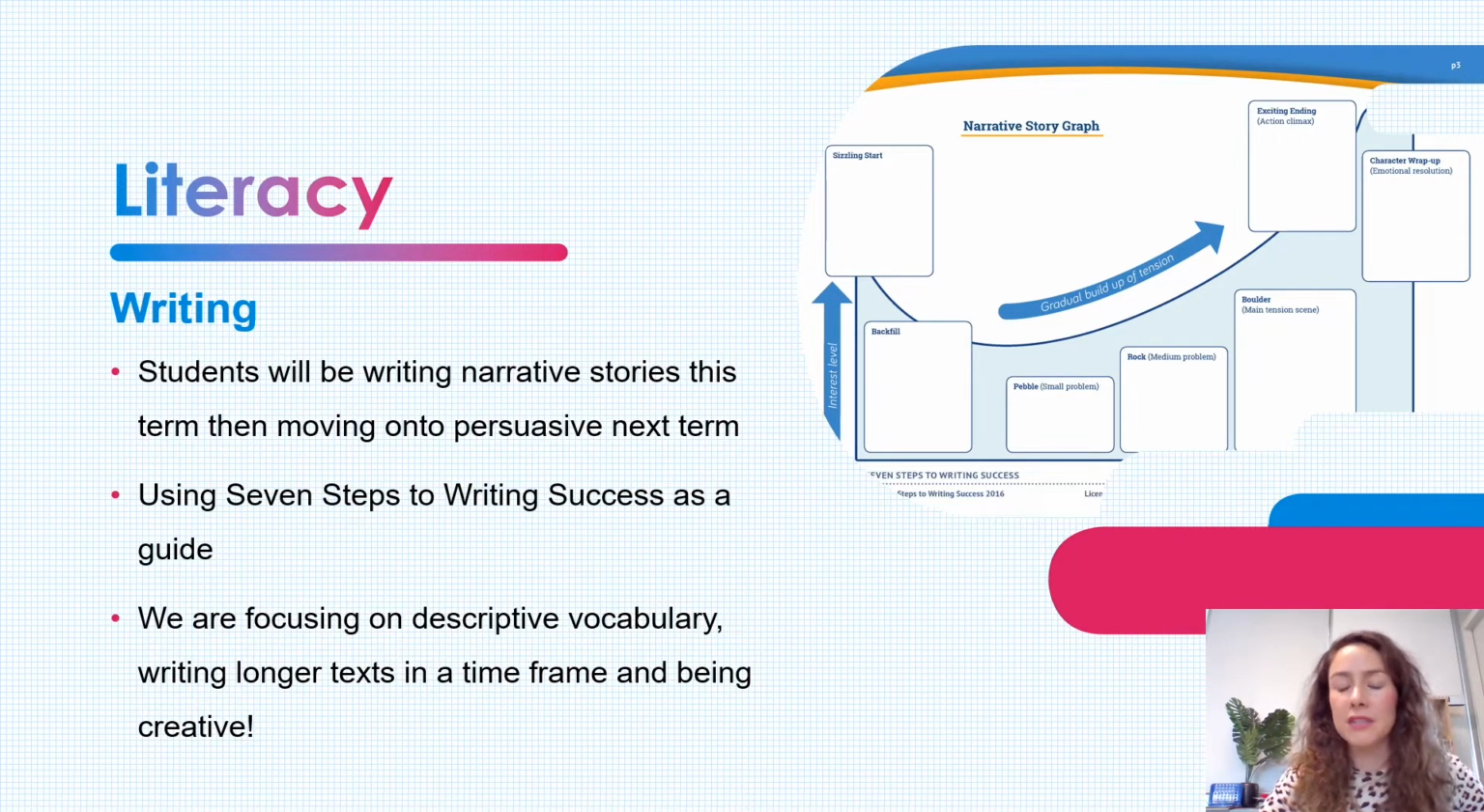We use the 7 steps to writing success as a guide, and students have been prepared in this in Year 2, ready for Year 3, so it's not something that's completely new for them. Using the story graph just provides a really good mental visual for students when they're writing their story to have the build up in what's happening in their story. This term we're really focusing on using descriptive vocabulary and thinking about other words for said and things like that, as well as writing longer texts, and being creative with what they're writing.